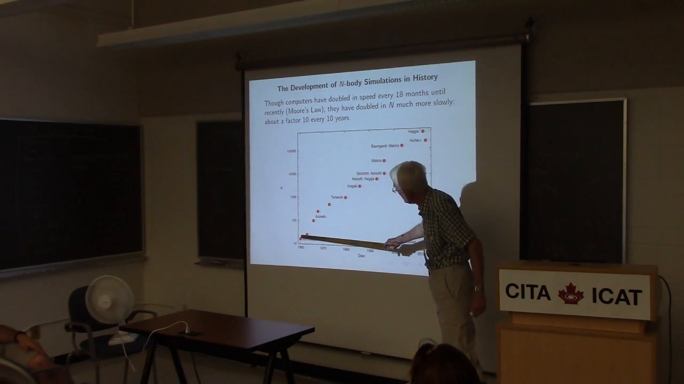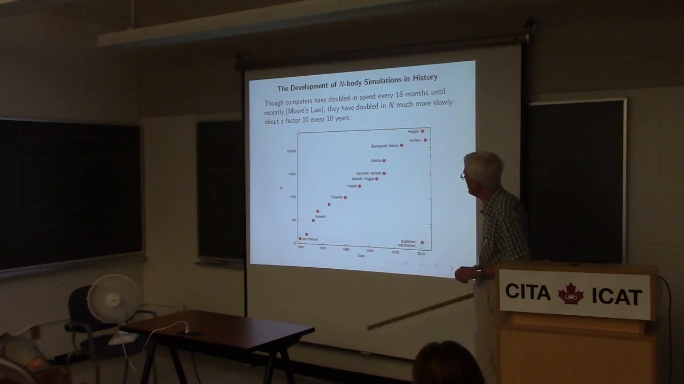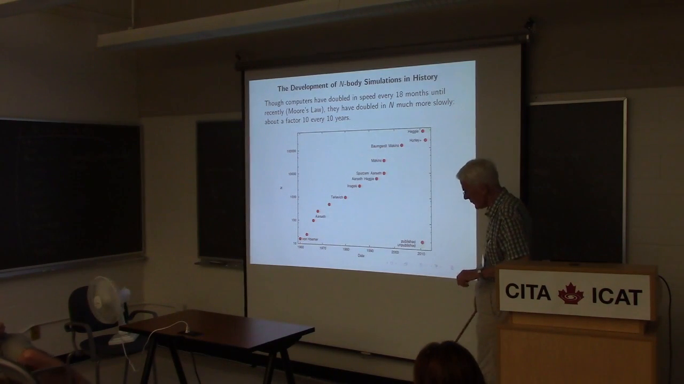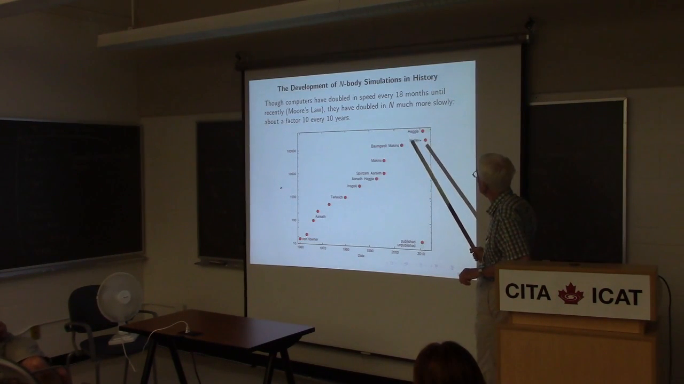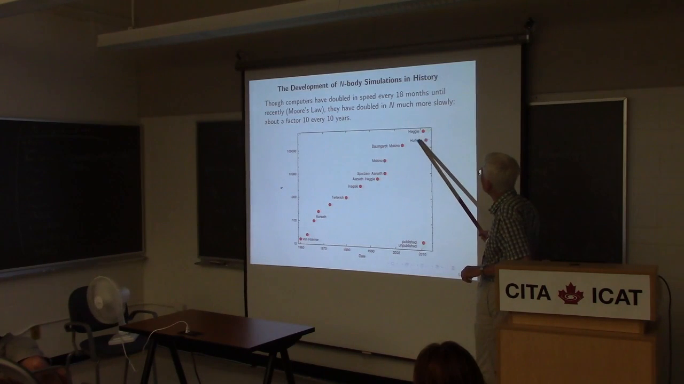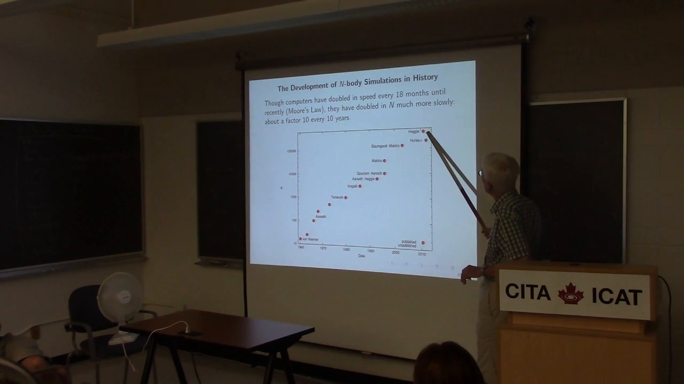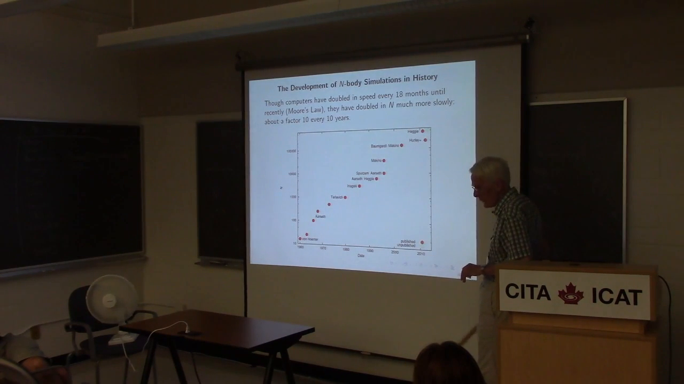It started in 1960 with Sebastian von Hoerner, who did 16-body simulations, and it gradually increased by a combination of software and hardware improvements up until the present day. This is a bit of a cheat here, putting my dot here for 500,000 particles at 2011. There is one figure in one paper from such a simulation, but I'm still in the process of writing up the results of that simulation, and so I've given myself a green circle, more or less at the present day, to indicate where things go.